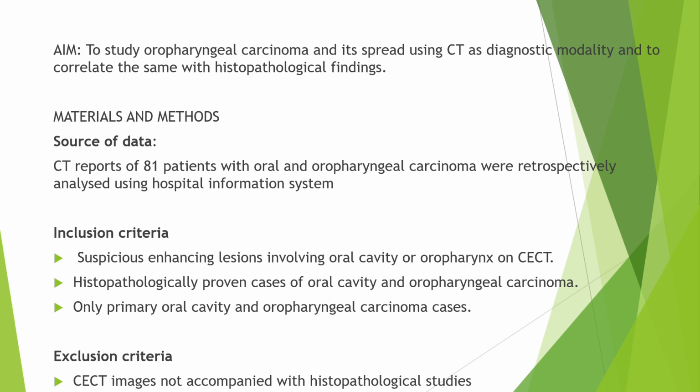Materials and methods. We collected CT reports of 81 patients with oral and oropharyngeal carcinoma, which were retrospectively analyzed using the hospital information system. The inclusion criteria are suspicious enhancing lesions involving the oral cavity or oropharynx on CT, histopathologically proven cases of oral cavity and oropharyngeal carcinoma, and only primary oral cavity and oropharyngeal carcinoma cases. The exclusion criterion is CT that may not correlate with histopathologic studies.